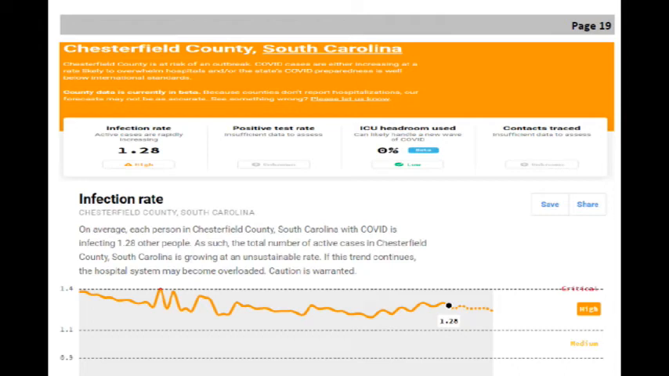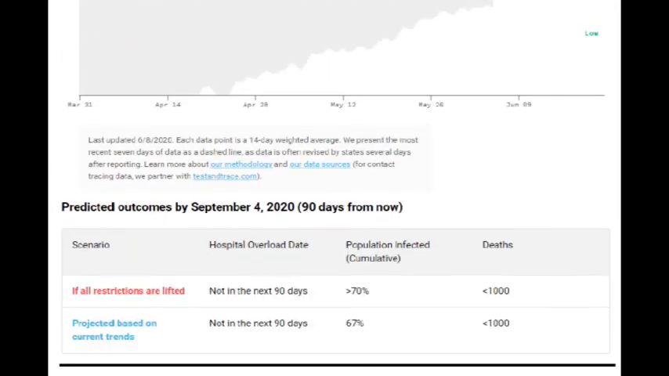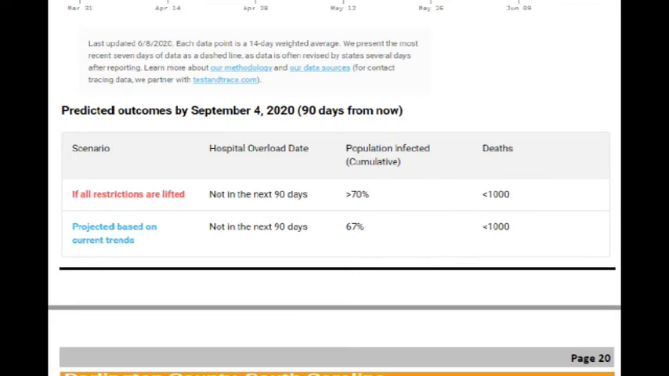In Chesterfield County, the infection rate, which is the amount of people an infected individual is spreading the virus to, is 1.28. So for every person who is infected, they are on average infecting another 1.28 individuals. Chesterfield County is also at risk of an outbreak. And this model shows that, again, by September 4th, 2020, 67% of residents of Chesterfield County will be or will have been infected with COVID-19.